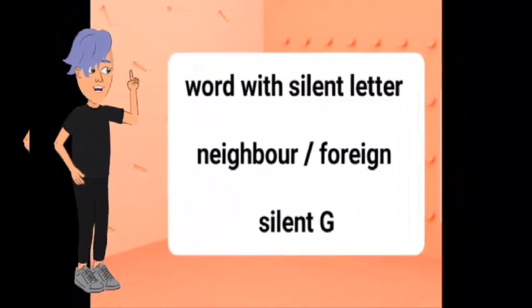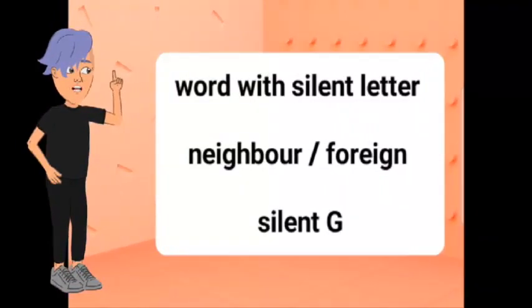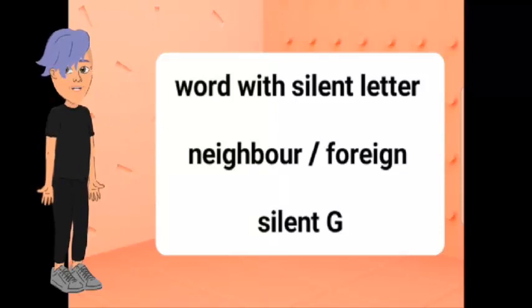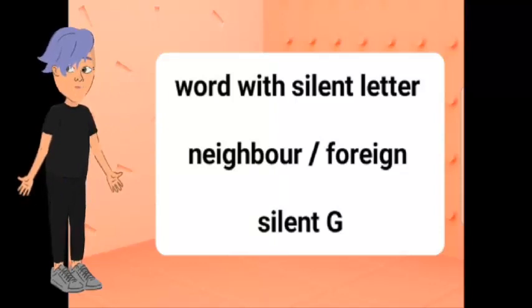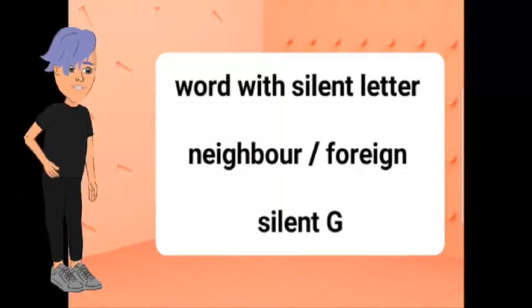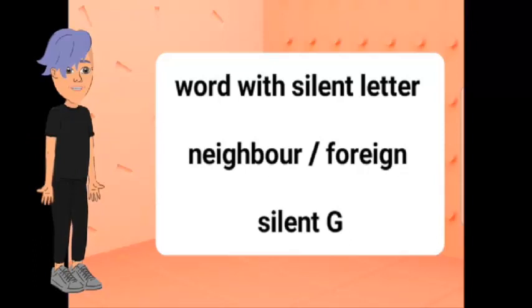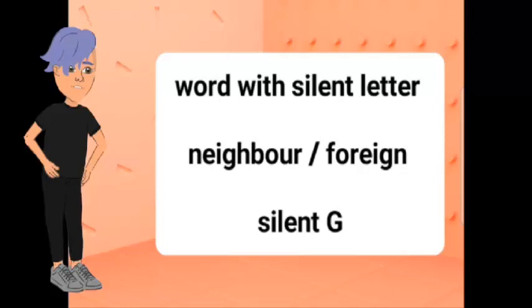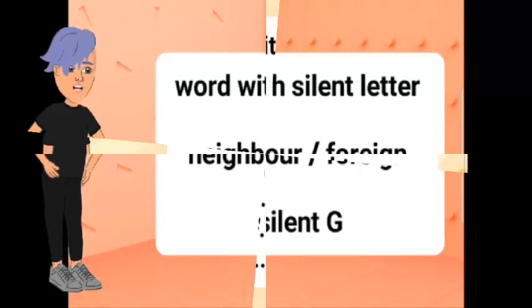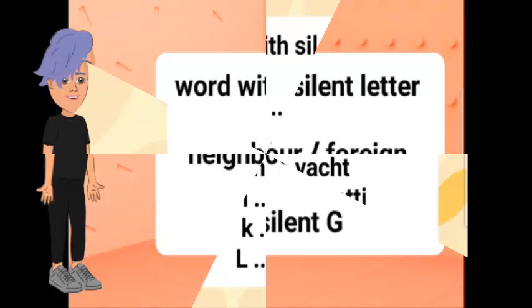Also another rule to remember for spelling: words with silent letters, especially silent G, like neighbor and foreign. You can see N-E-I, and then the G, it's not pronounced, so it's neighbor. Maybe the sound of the I as a vowel changes a little bit, but still the G is not pronounced at all. So remember, when you're trying to remember the spelling for neighbor, that there's a G and it's silent, and for foreign, there's also a silent G.